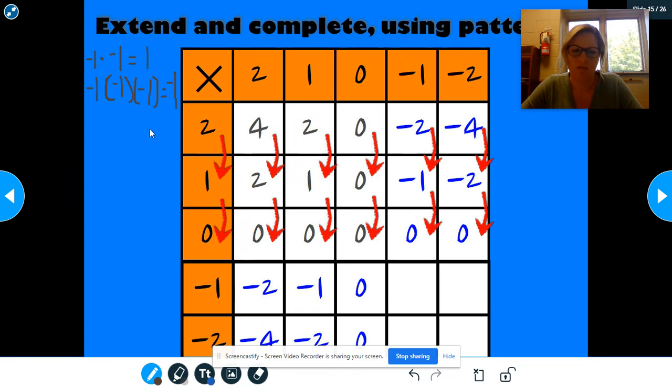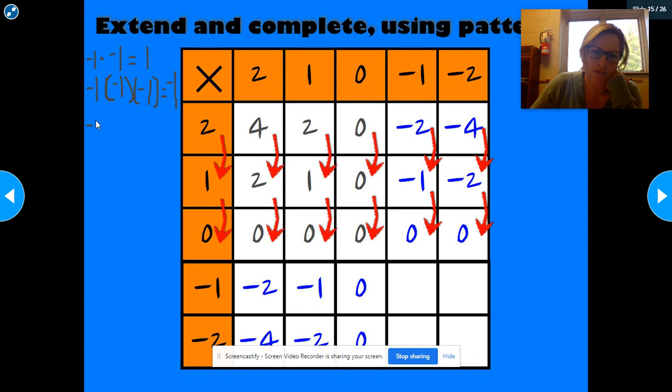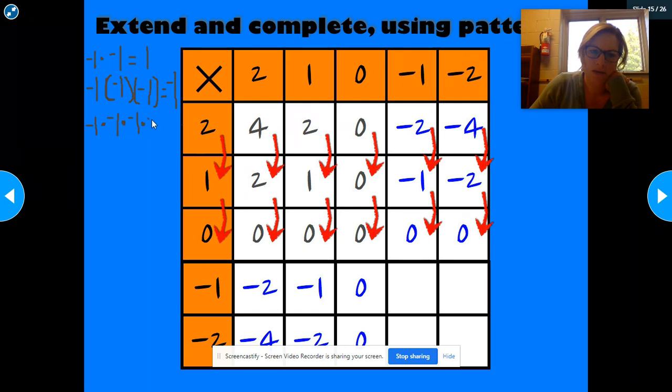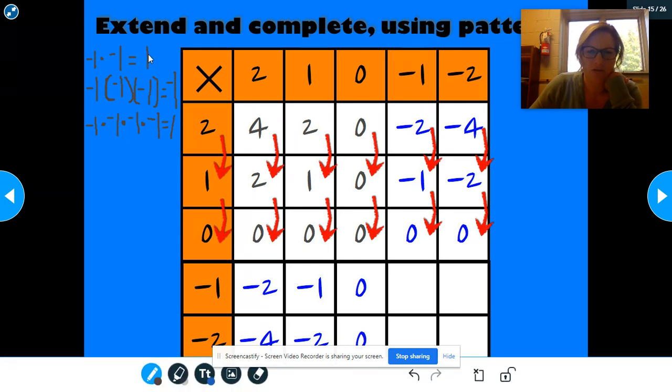1, 2, 3. So if I have 3 negative 1s, that equals negative 1. Because 1 times 1 is 1. 1 times anything is that number. But if I have 2 negative 1s, it's positive 1. Okay. So if I have negative 1 times negative 1 times negative 1 times negative 1, now I have 4 negative 1s. It's positive 1. So you're telling me positive, negative, positive. I bet if I had 5 negative 1s, it would be negative.